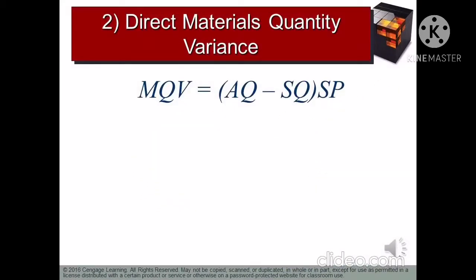Direct materials quantity variance, the formula is MQV equals AQ minus SQ, then multiplied by SP. AQ is actual quantity of materials used, SQ is standard quantity of material allowed for the actual output, and SP is standard price per unit.